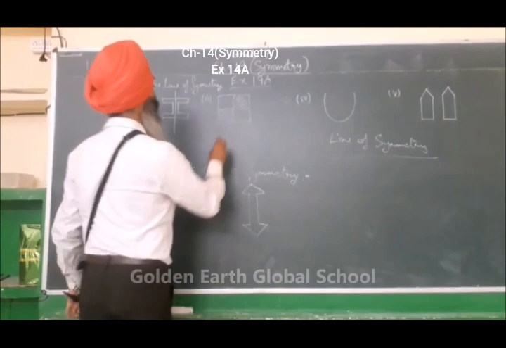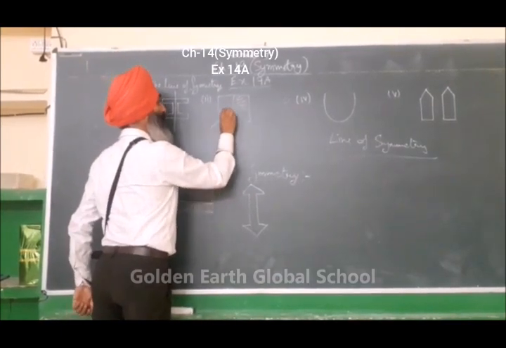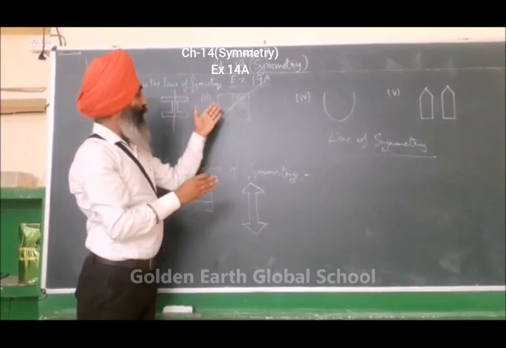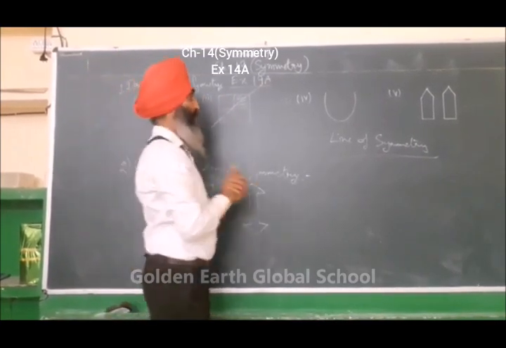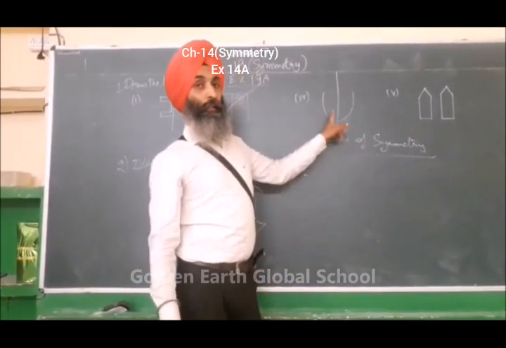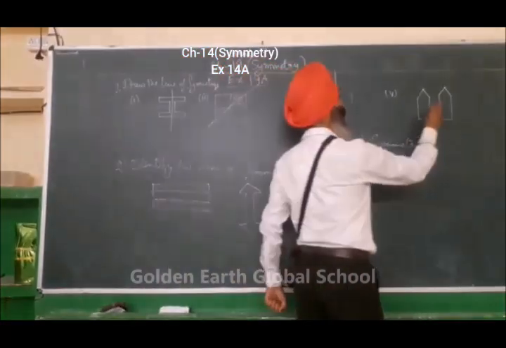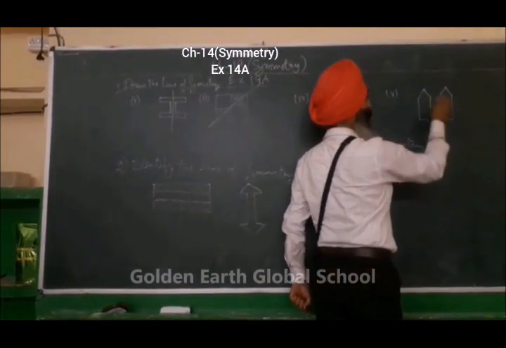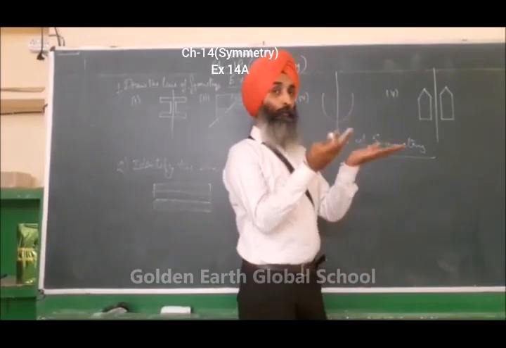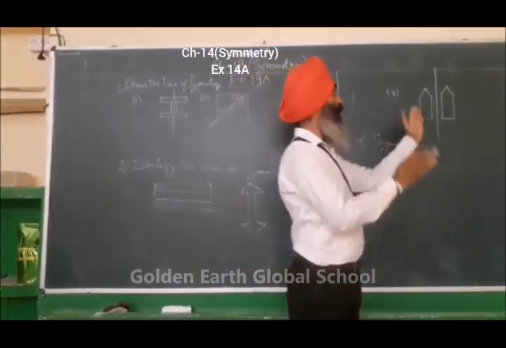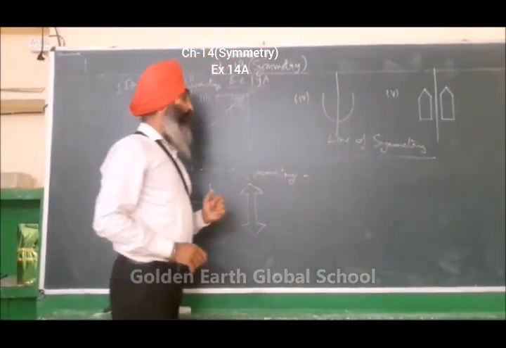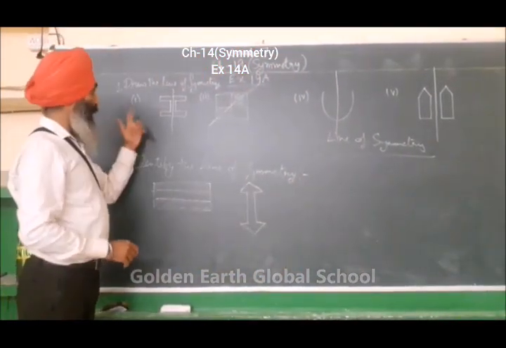Similarly, in this figure, this is the line of symmetry. When you overlap, it will be symmetrical about both sides. Now, in this figure, this could be the line of symmetry, and in this figure there are two shapes, but if you draw the line of symmetry at the center, when you fold it, it will completely overlap the other figure. So it is the line of symmetry. Okay, understood? What is the line of symmetry?